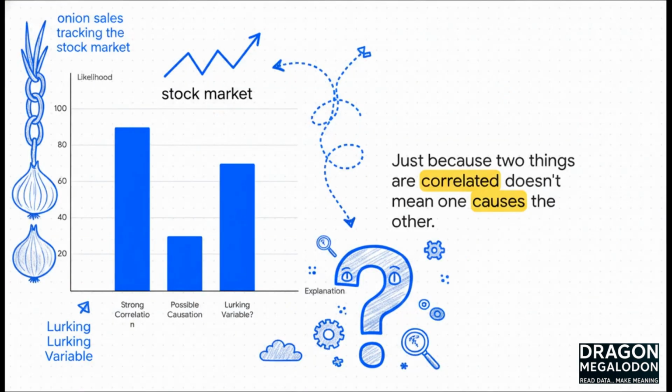And this, right here, is the absolute heart of the matter. You can find these weird connections everywhere. One famous example is the price of onions in Bangladesh tracking the US stock market. It proves a vital point. Just because two things move together doesn't mean one is causing the other. There could always be a lurking variable.